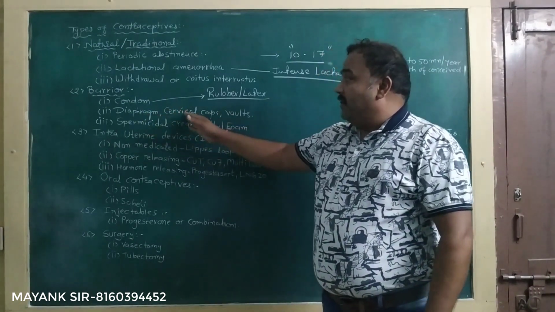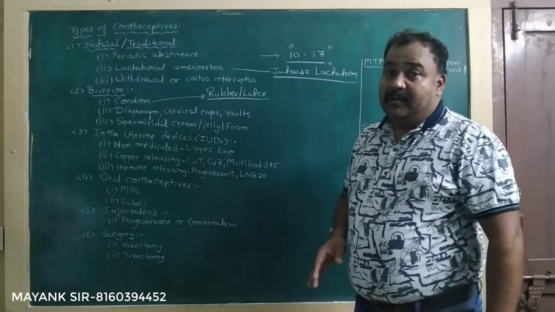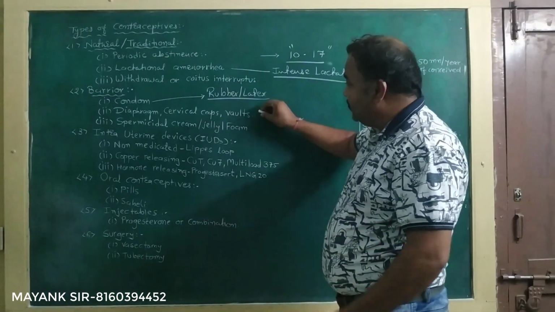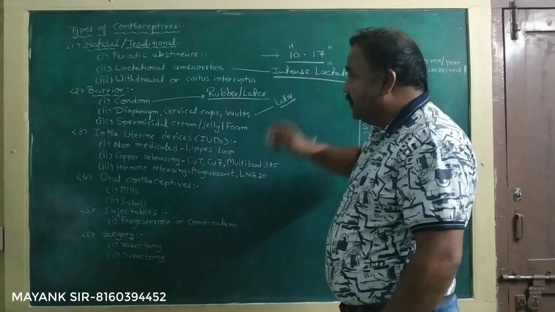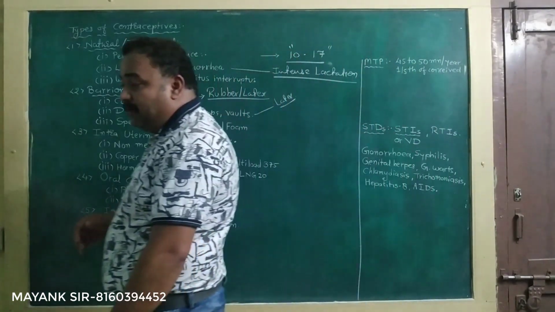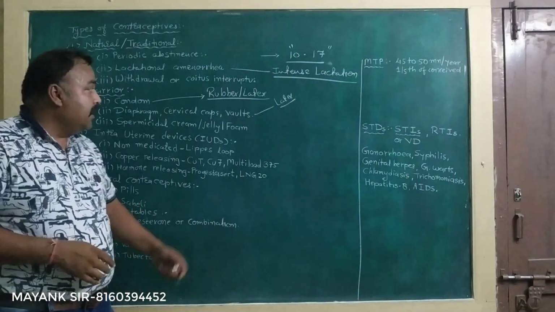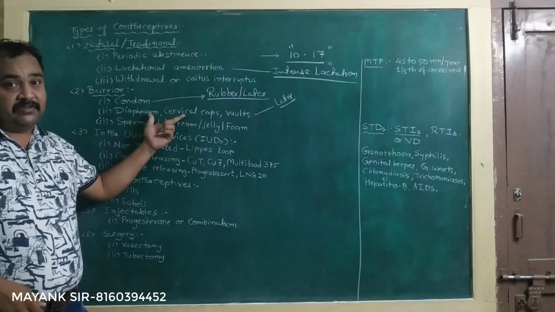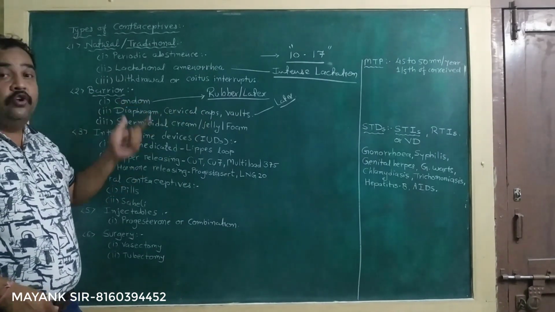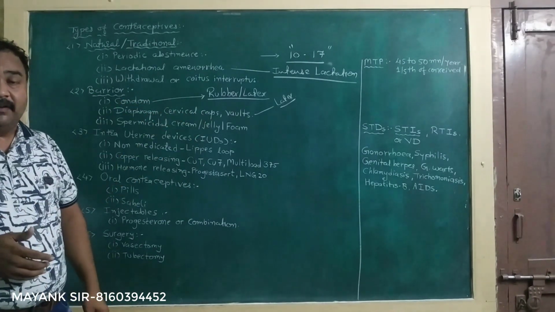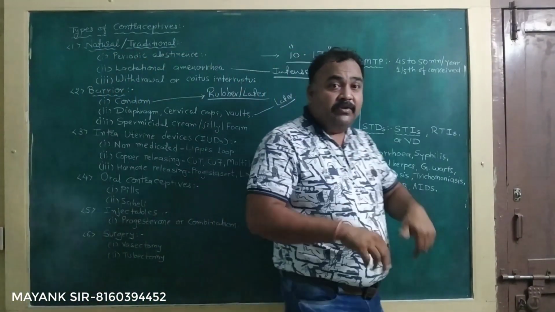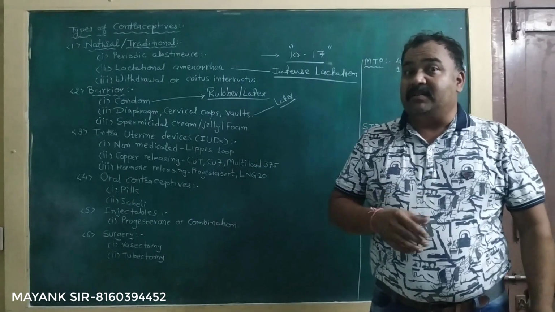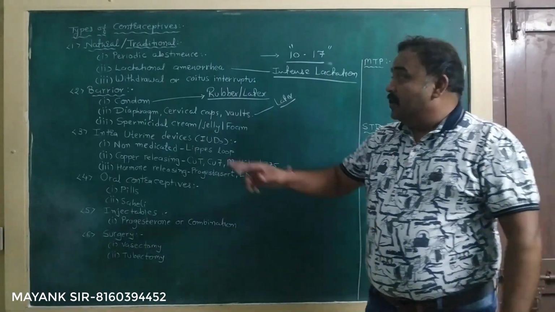Diaphragm, cervical caps and vaults are also structures made up of latex or rubber, and they are available only for females. These structures are reusable. Condoms are disposable, and males and females can wear a condom themselves, so their privacy will be maintained.